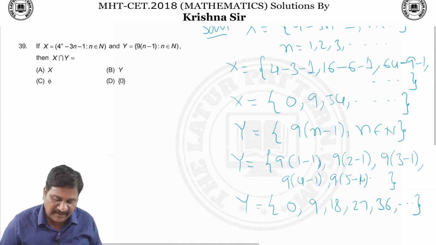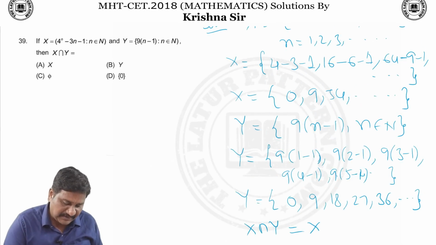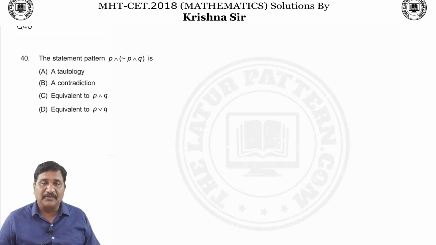So now we find out x intersection y, the common set, that is equal to x. So from our options the answer is A.